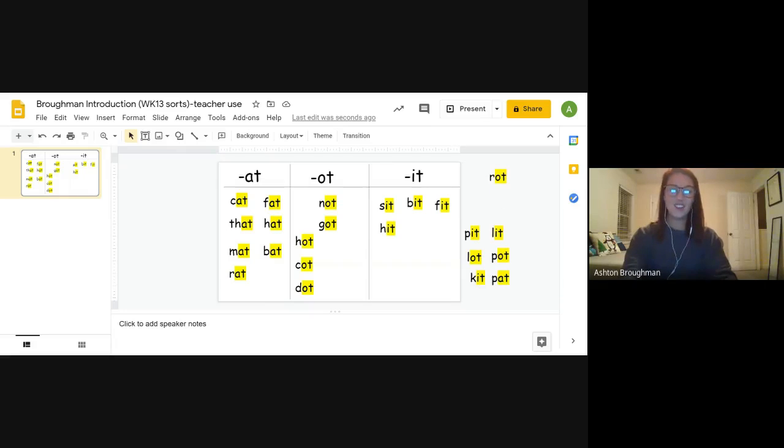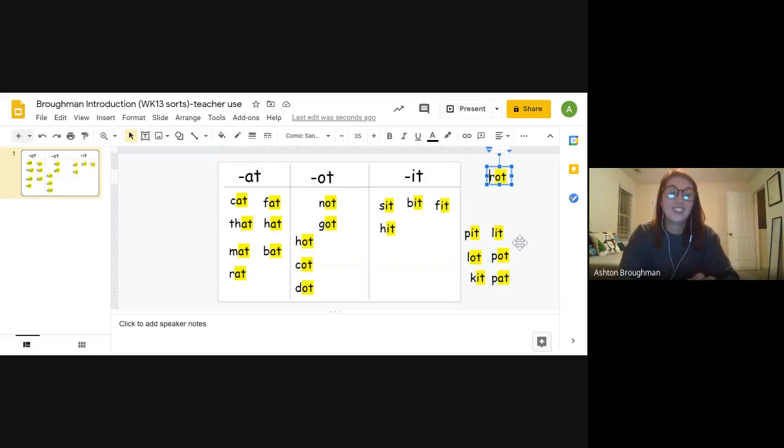Rot. Ew. That's not a good word either, is it? I don't like it if something's going to rot. What word family does the word rot belong to? At, ought, or it? Good job. That word belongs to the ought word family.